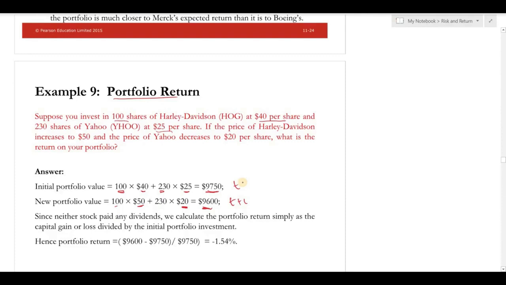Okay, so simply once you get it, you can find the return. That is the return: new value minus old value divided by old value, and you get the portfolio return. Okay, so that is a simple return calculation that you last time calculated for the individual stocks.